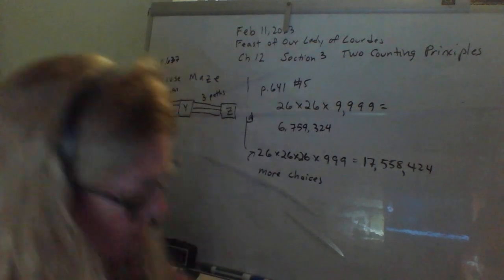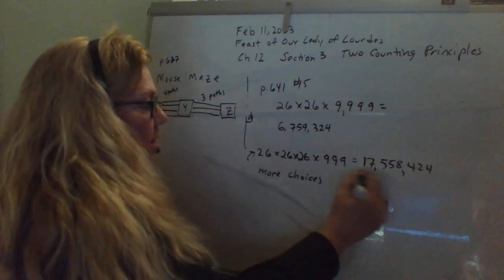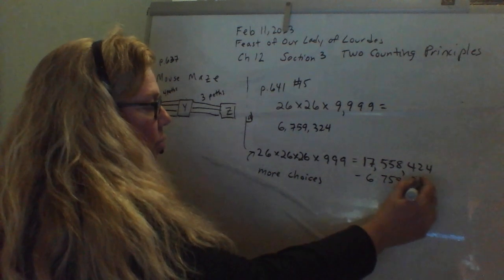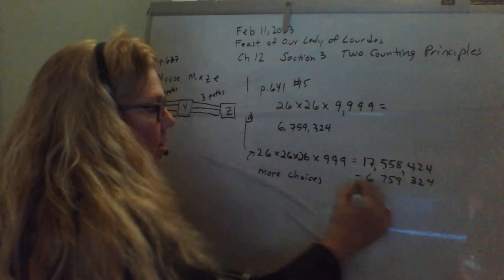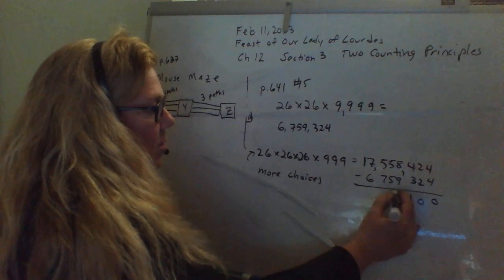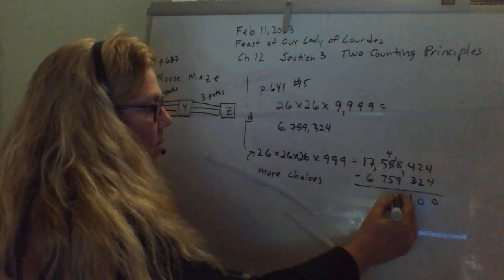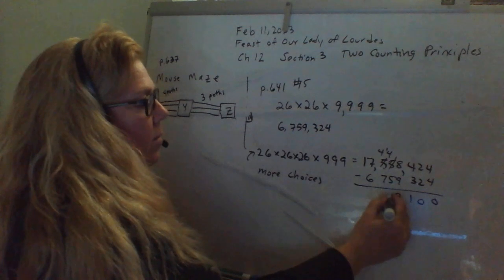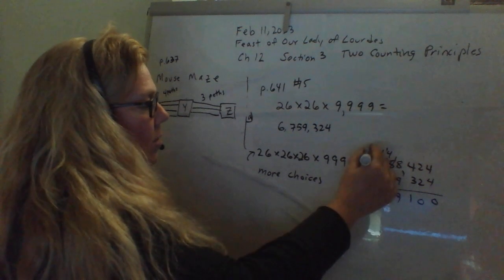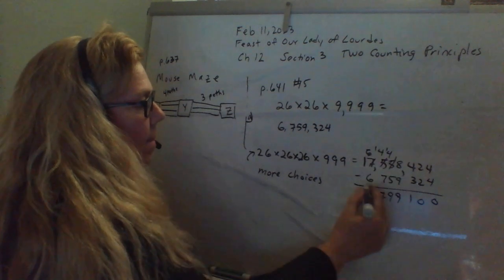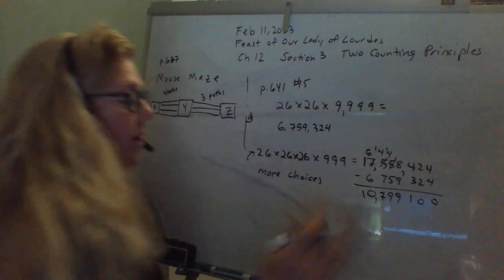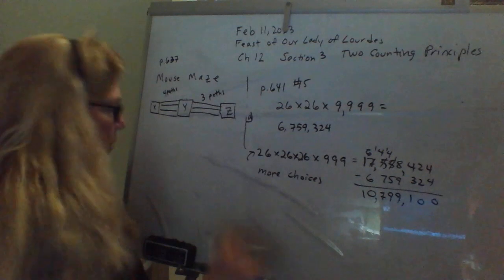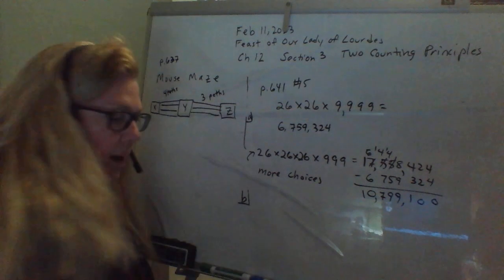I don't have the answer here, sorry. You have to subtract these. Subtract these two numbers, so 6,759,324 gives us, okay, not 12, but 10,799,100, give or take.